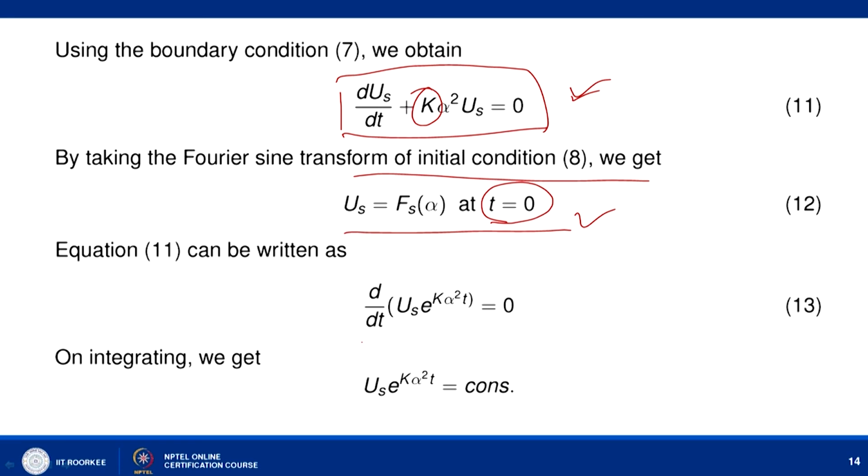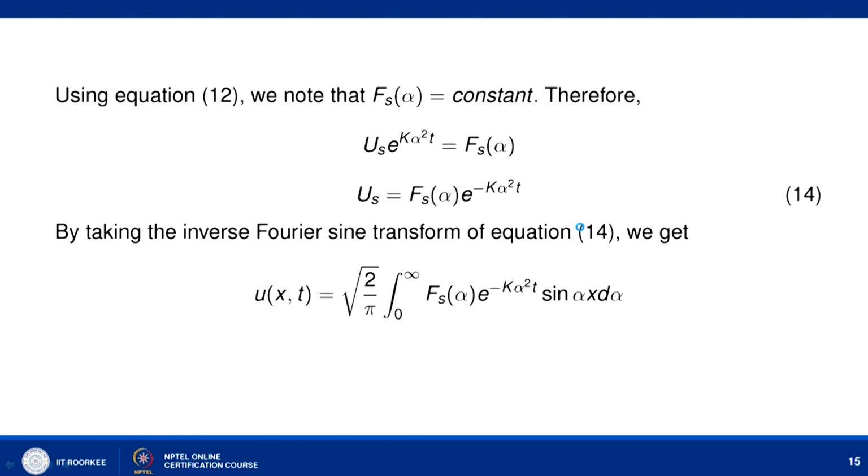I can write equation 11 as d/dt of us e to power k alpha square t equal to 0, and this can be simply solved by writing us e to power k alpha square t equal to a constant. How do we find the constant? We can use the initial condition that us at t equal to 0 is given as fs(alpha). So the constant is fs(alpha). We can write us e to power k alpha square t equal to fs(alpha), and thus our solution is given as us equal to fs(alpha) e to power minus k alpha square t.